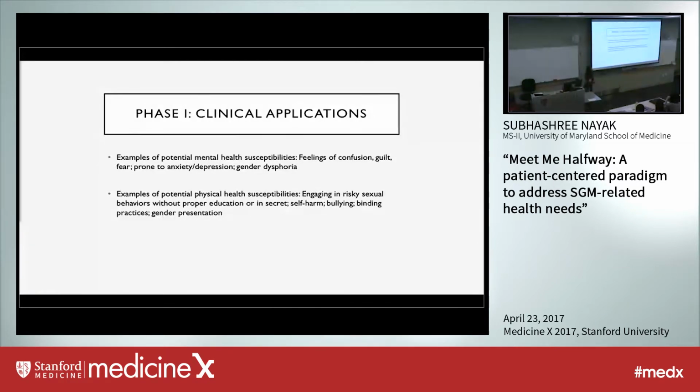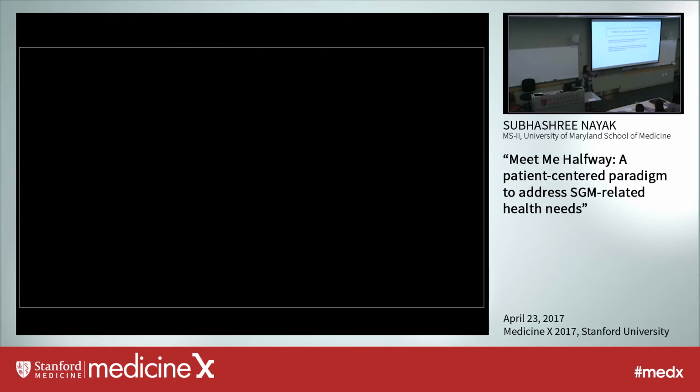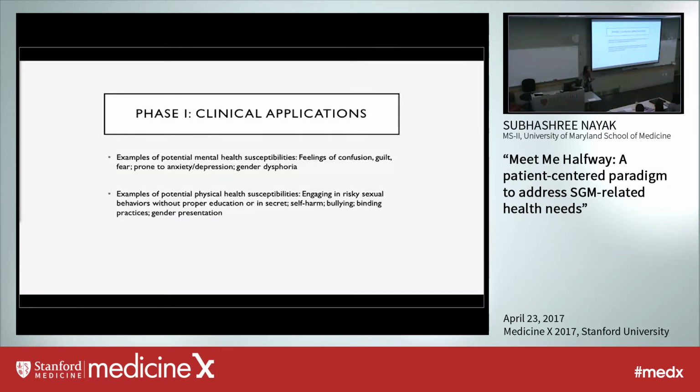Okay, clinical implications. Potential mental health susceptibilities at this phase might be feelings of confusion or guilt within the patient. They might be prone to anxiety or depression as a result of these feelings. Gender dysphoria is usually this phase. Also, the other caveat that I should have mentioned in the beginning is these phases can overlap. Pretend it's one giant messy Venn diagram, and a patient could be anywhere on it.